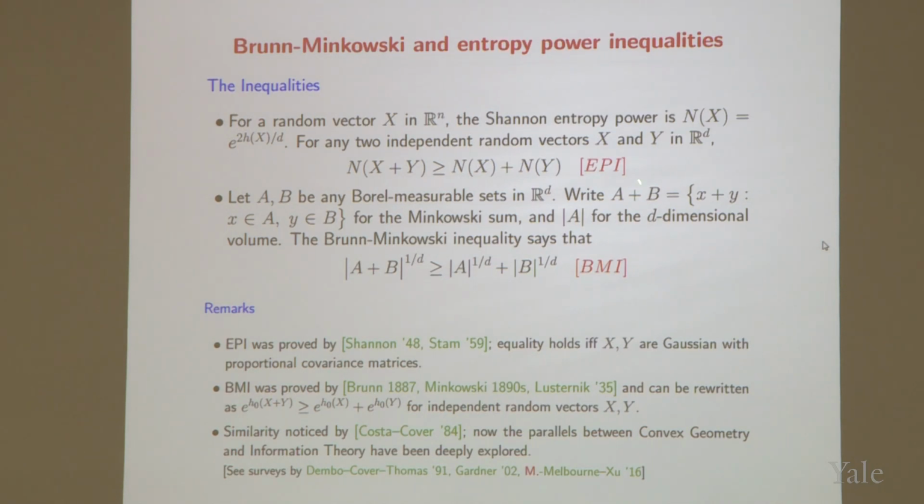And similarly, one can think of the entropy power inequality as capturing aspects of isoperimetry in a probabilistic setting. So this similarity between these two inequalities was noticed by Costa and Cover in 1984. And since then, the parallels between these two fields, convex geometry here and information theory here, have been explored in depth. There are 3 surveys on this topic.